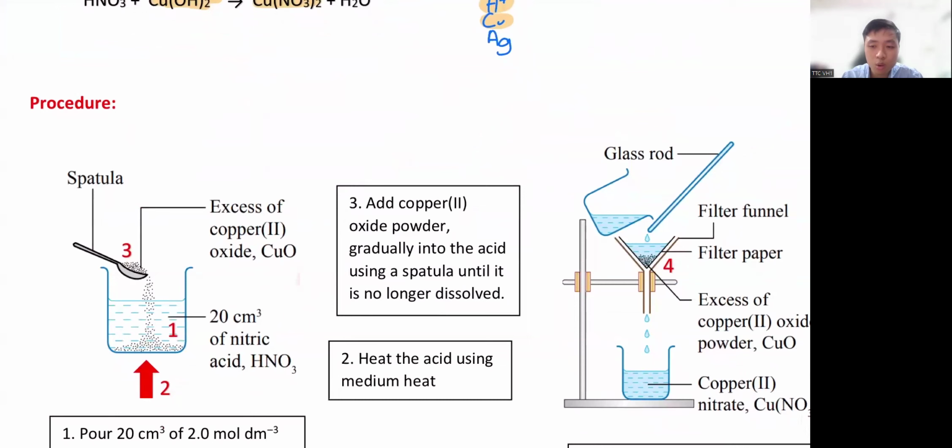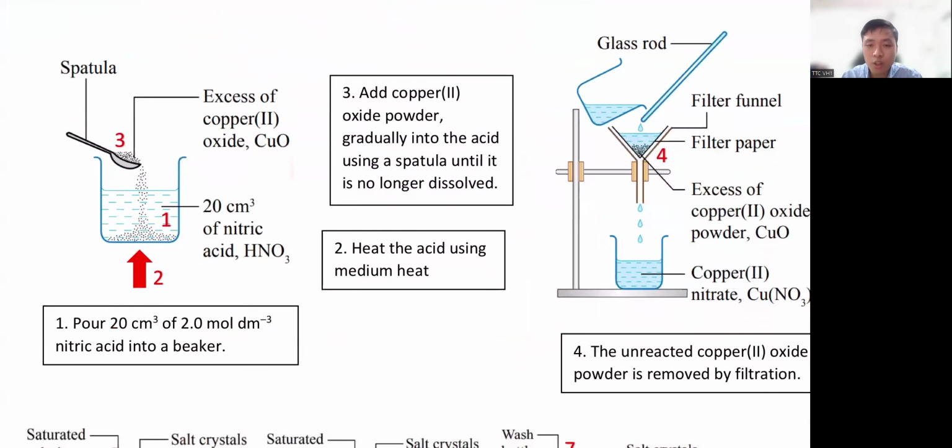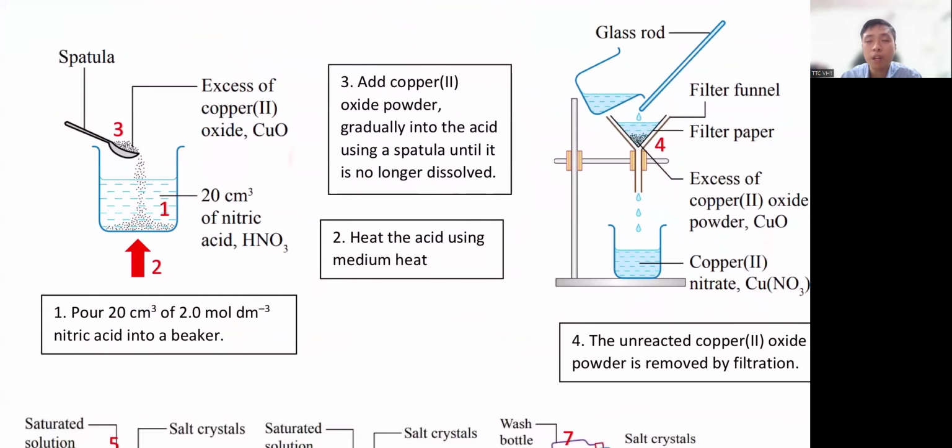Now, what are the experimental steps? First of all, you measure this amount of acid, the volume and concentration stated, then you put it inside the beaker. Then you heat the acid first, using medium heat. After that, you add copper(II) oxide powder using a spatula. A spatula is a spoon. You slowly add the copper(II) oxide powder into the beaker.